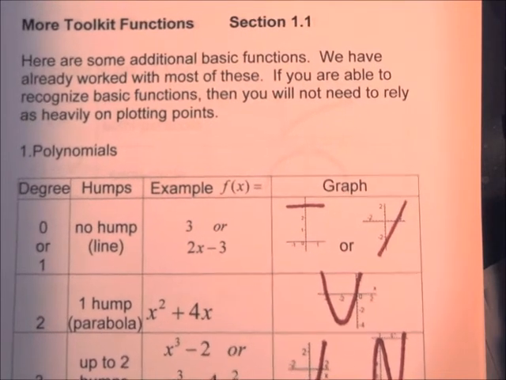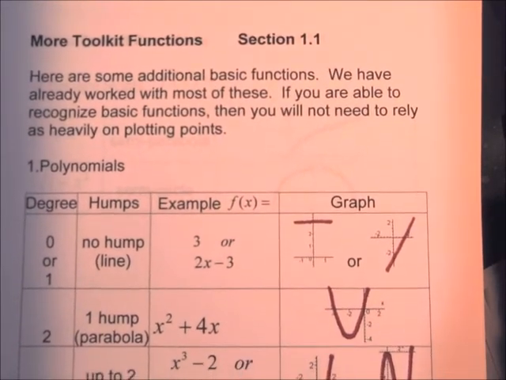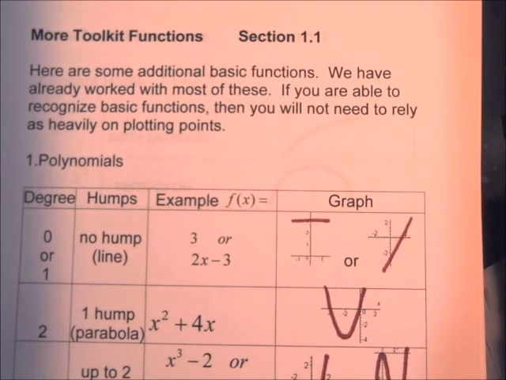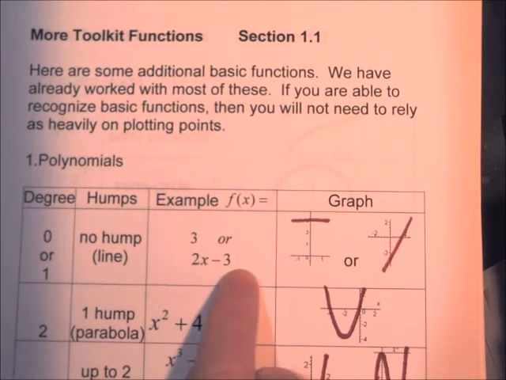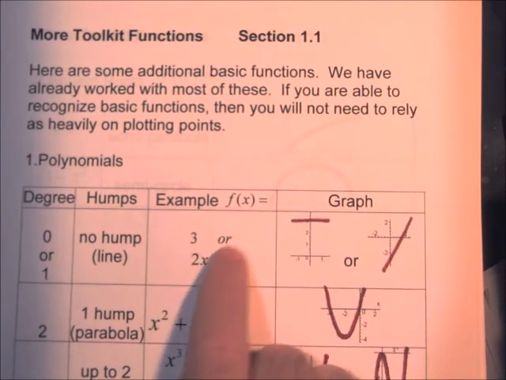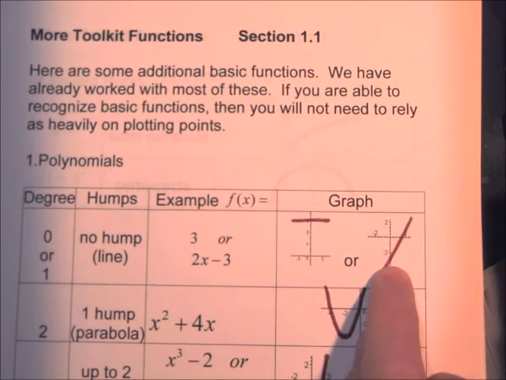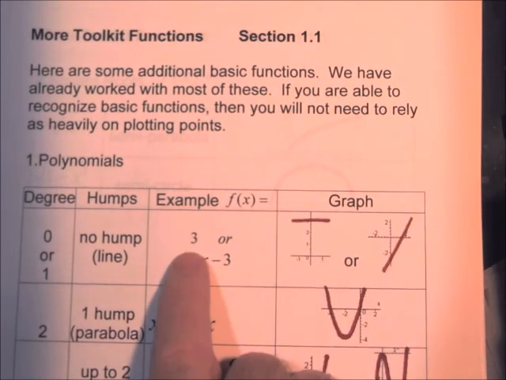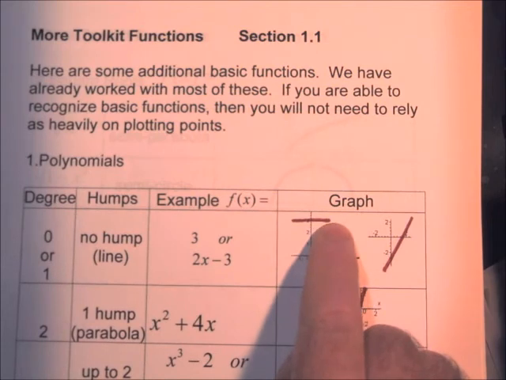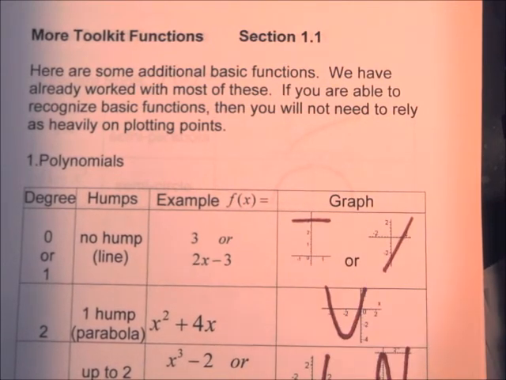So here's some more functions. Polynomials, we'll study those in more detail later, but we've already studied straight lines. For example, f of x equals 3, or f of x equals 2x minus 3. The 2x minus 3 has slope 2. f of x equals 3 has slope 0, horizontal. They're straight lines.